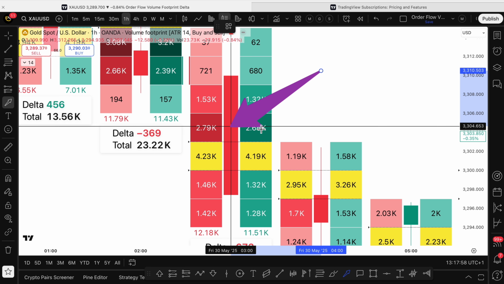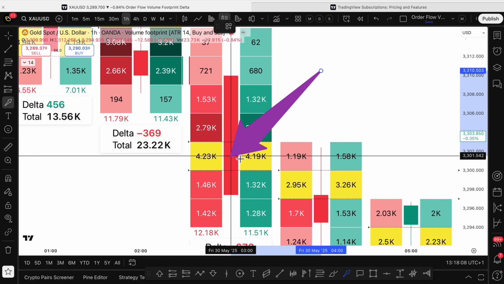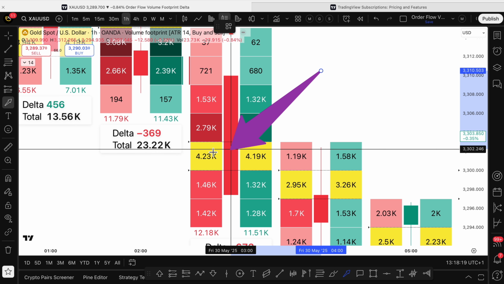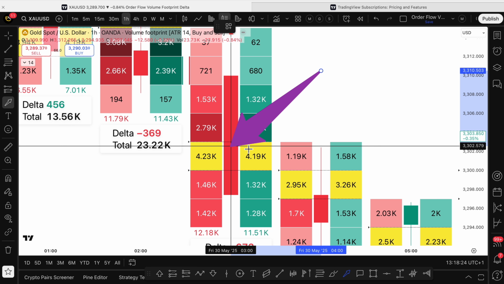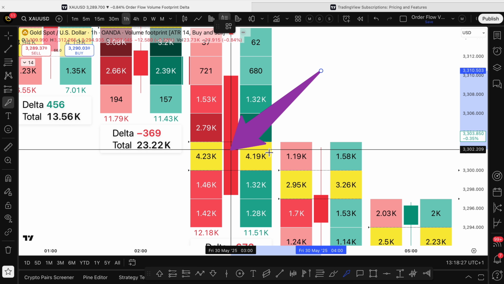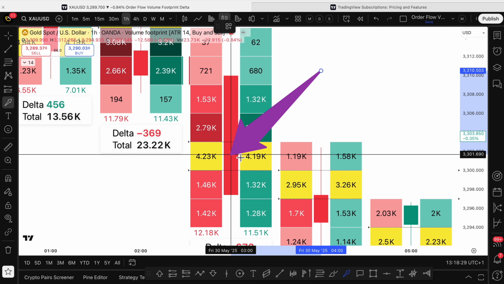Now the deeper the red, the more sellers were in control. The deeper the green, the more buying there is. And the yellow box is very important. This is basically your point of control. As you can see, this is where the most trades took place. So this was 4.23 sellers and 4.19 buyers. Okay, so this is very important, this yellow box. This is basically where the most volume was traded, the point of control we call it.